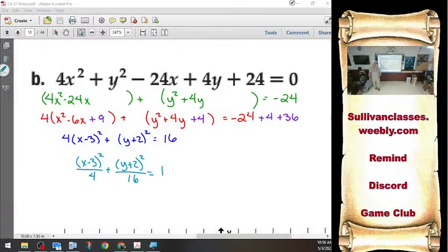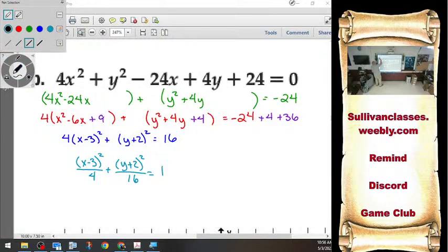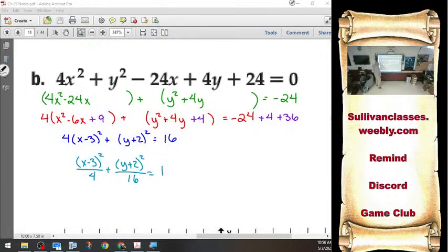Will this particular ellipse stretch vertically or horizontally, and how do I know? Vertically, because the bigger value is underneath the y, because it stretches along the y-axis. Okay, so I'm going to come over here and I'm going to draw a vertically stretched potato.